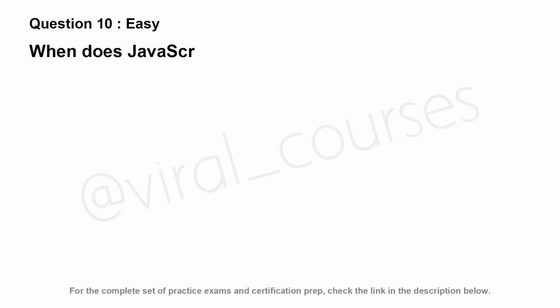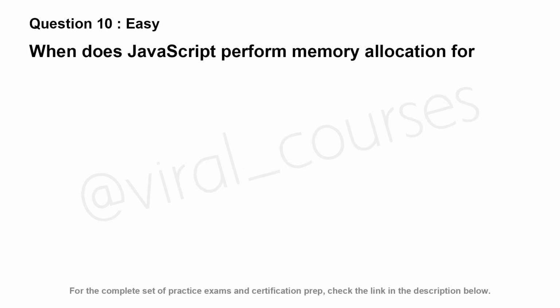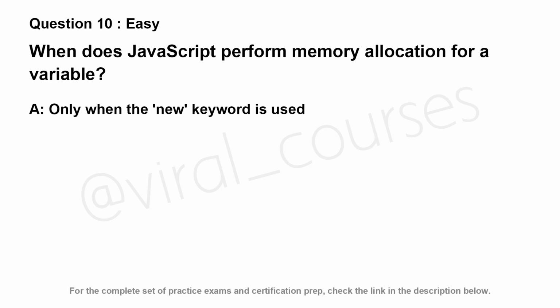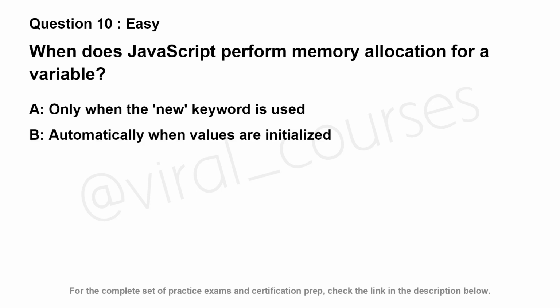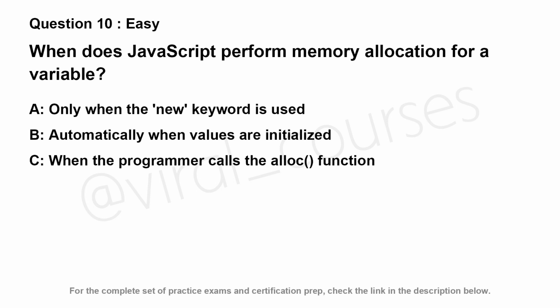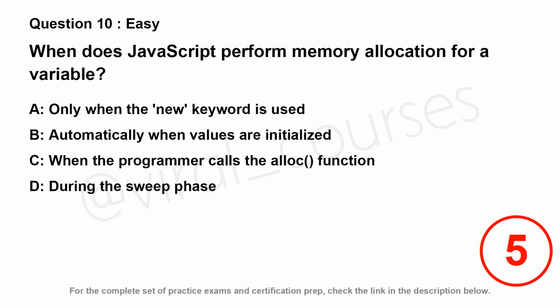When does JavaScript perform memory allocation for a variable? Option A, only when the new keyword is used. Option B, automatically when values are initialized. Option C, when the programmer calls the alloc function. Option D, during the sweep phase.